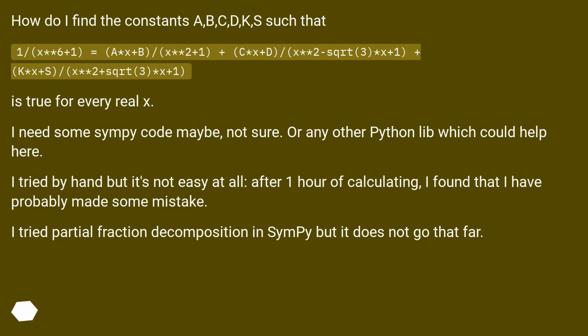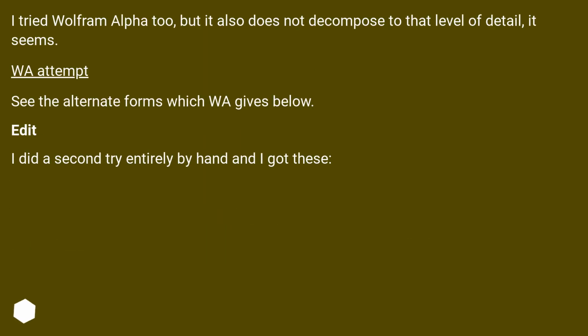I tried by hand but it's not easy at all. After 1 hour of calculating, I found that I have probably made some mistake. I tried partial fraction decomposition in SymPy but it does not go that far. I tried Wolfram Alpha too, but it also does not decompose to that level of detail, it seems.